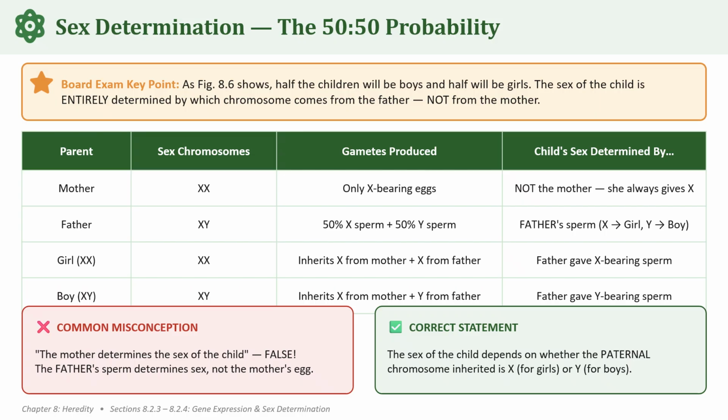Here I have given you a tabular column. The mother has XX chromosomes, so only X-bearing eggs. The child's sex is not determined by the mother; she always gives X. Father is XY, so 50% X sperm and 50% Y sperm. If the father's sperm is X, it is a girl, XX, inheriting X from the mother and X from the father. So the father gave an X-bearing sperm. For a boy, XY inherits X from the mother and Y from the father. So the father gave a Y-bearing sperm, and it is a boy.